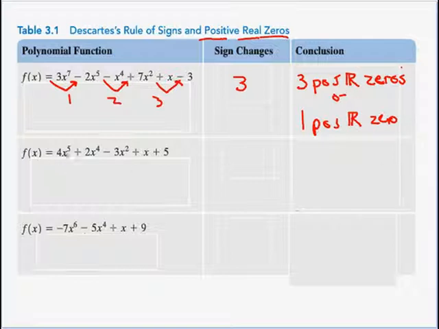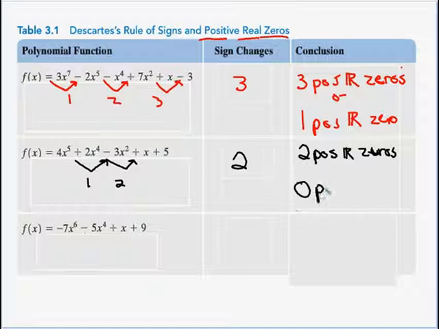All right, next one down. Positive 4 to positive 2. Oop, we got a sign change there. And then from negative to positive, we do have another sign change, and then all the rest are positive. So we had 1, 2 sign changes. So that tells us there are 2 positive real zeros, or subtract 2 from that, 0 positive real zeros.